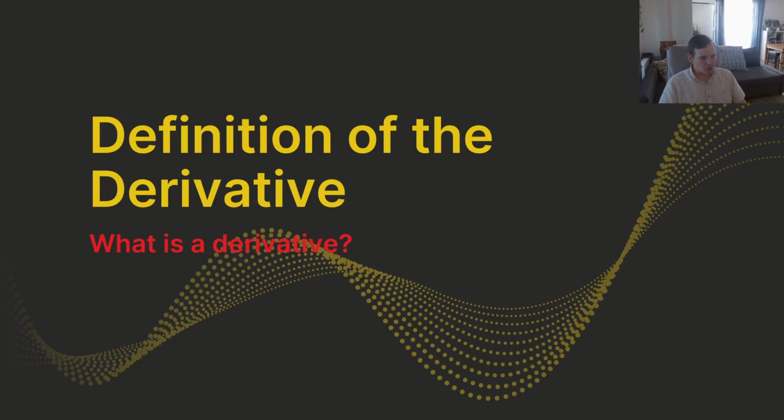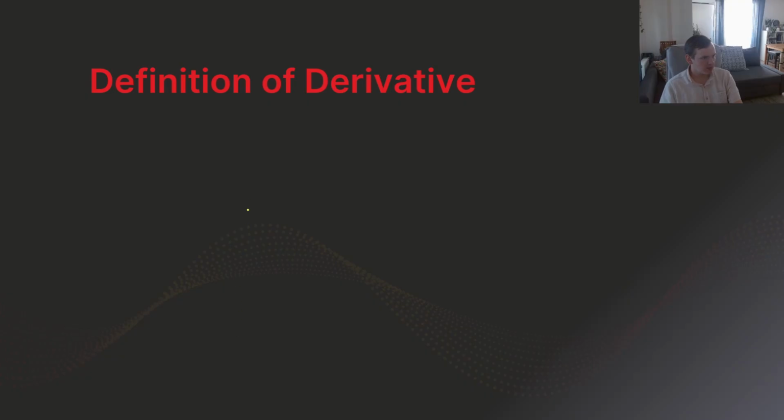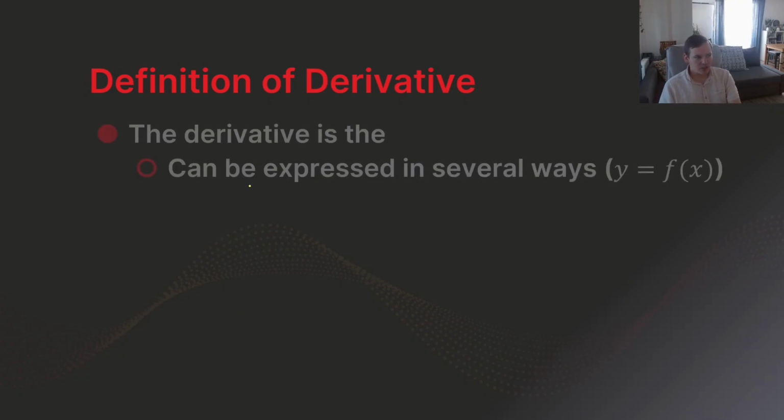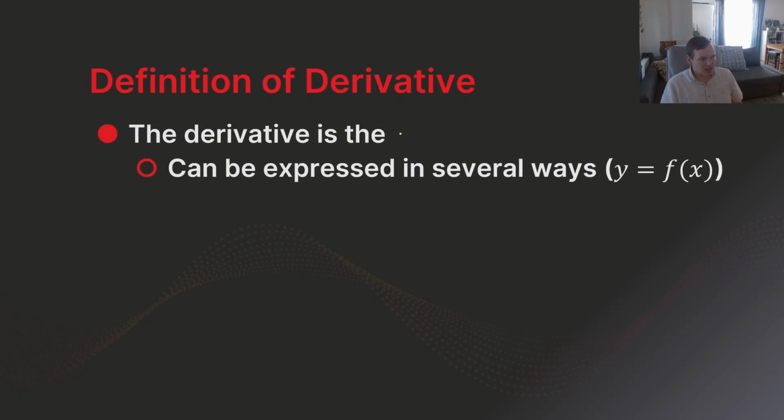Let's take a look at derivatives and what they actually are. Jumping right into that, the definition of the derivative of a function is the instantaneous rate of change. So the derivative we can write as the instantaneous rate of change of a function. It'll always be defined relative to a function.